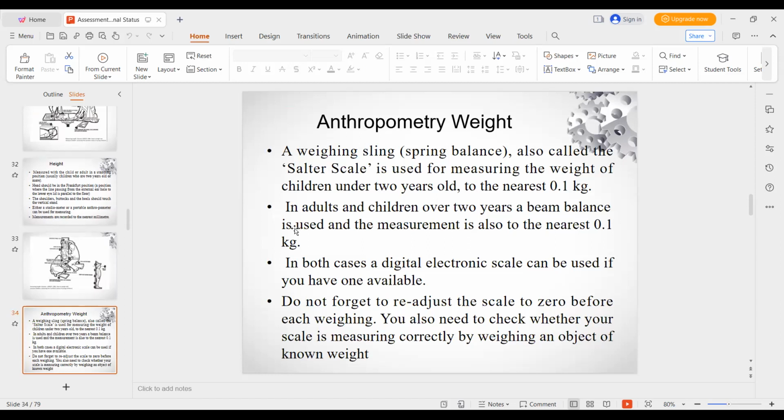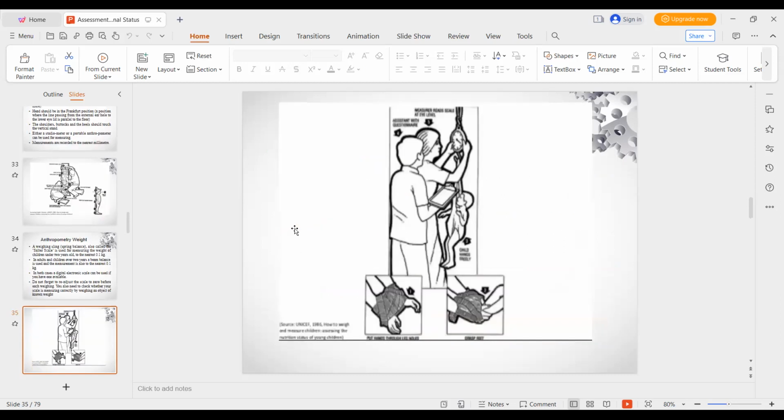Anthropometry weight. A hanging spring balance, also called the Salter scale, is used for measuring the weight of children under 2 years old, to the nearest 0.1 kg. In adults and children over 2 years old, a beam balance is used and measurement is also to the nearest 0.1 kg. In both cases, a digital electronic scale can be used if you have one available. Don't forget to readjust the scale to 0 before each weighing. You also need to check whether your scale is measuring correctly by weighing an object of known weight. This is the picture showing measurement of weight.